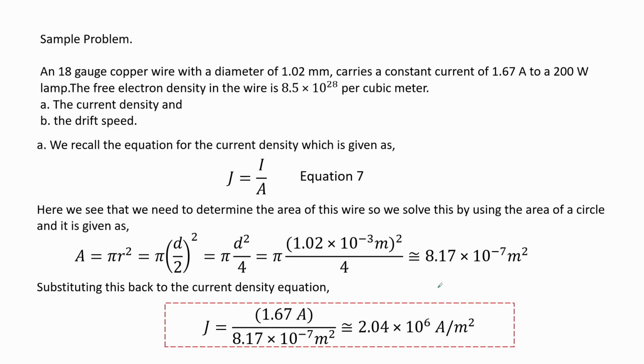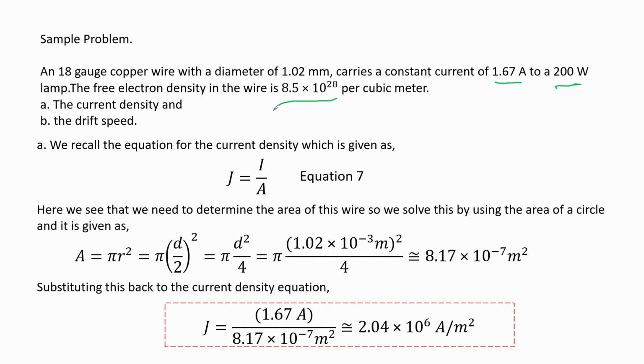Sample problem. An 18-gauge copper wire with a diameter of 1.02 mm carries a constant current of 1.67 A to a 200 W lamp. The free electron density in the wire is 8.5 x 10^28 per cubic meter. Find letter A, the current density, and letter B, the drift speed.